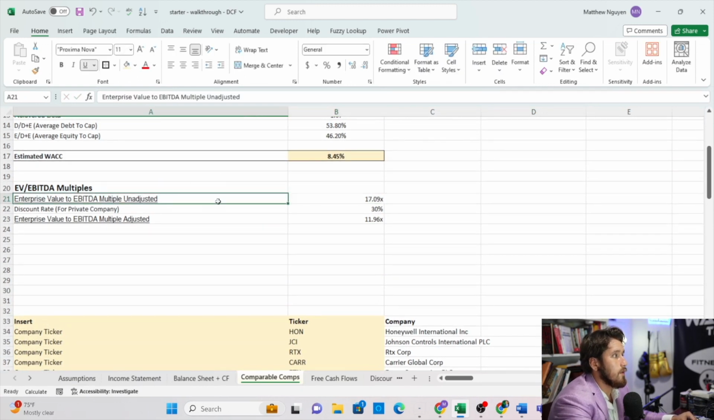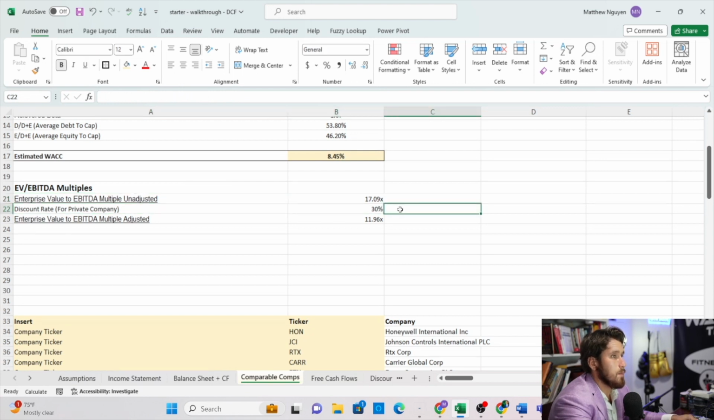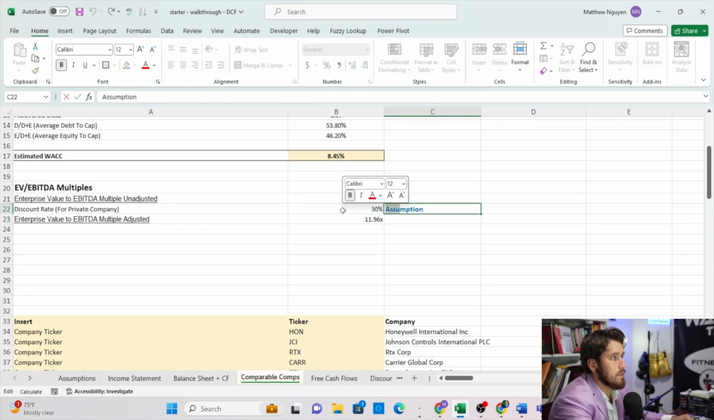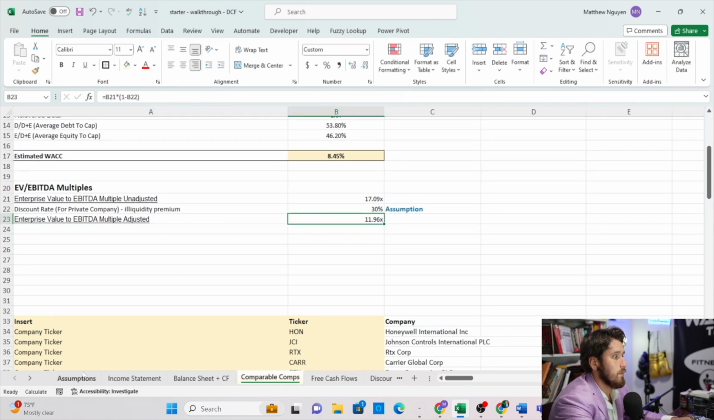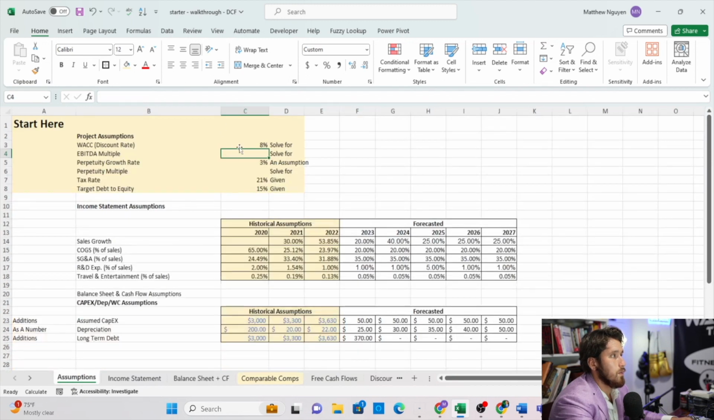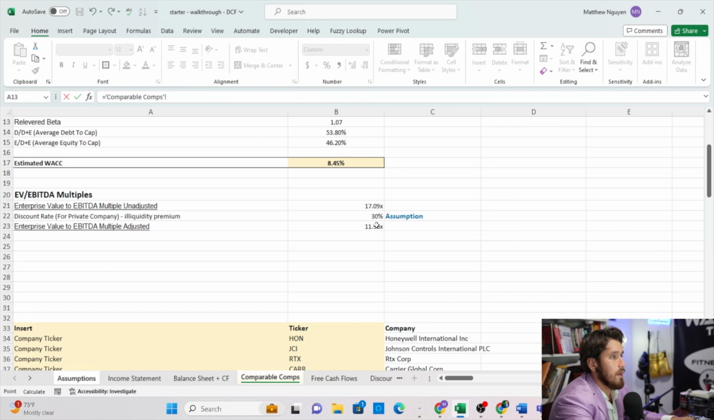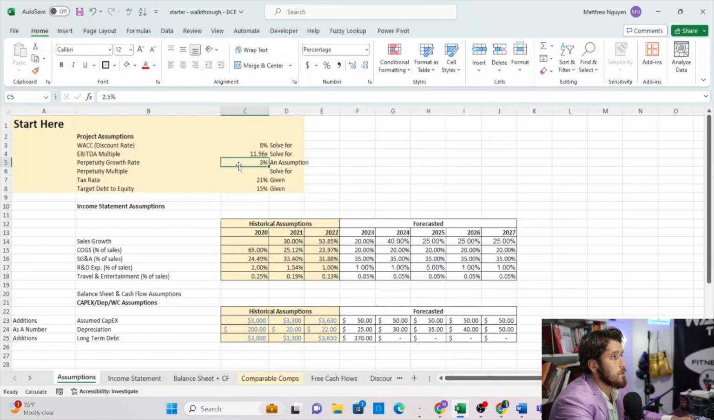I had this already filled out, or I guess our analyst had this filled out. So what I usually do for private companies is apply a discount rate. This is an assumption saying that because it's a private company, it's most likely going to be less liquid. So discount rate is probably not the best term. This is called an illiquidity premium. And now we have our EBITDA multiple, 11.96x. So we can solve for that. Let's pull that into our assumptions page.